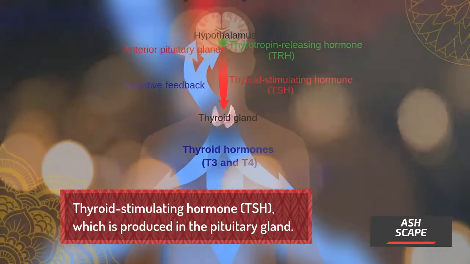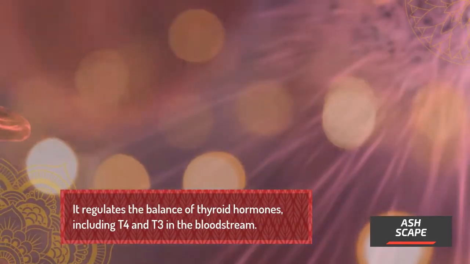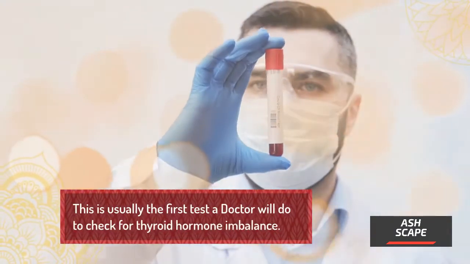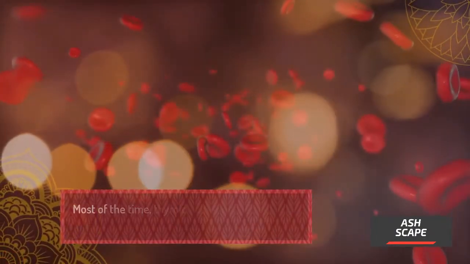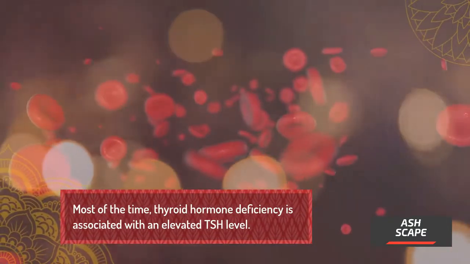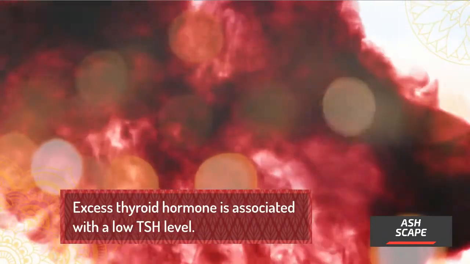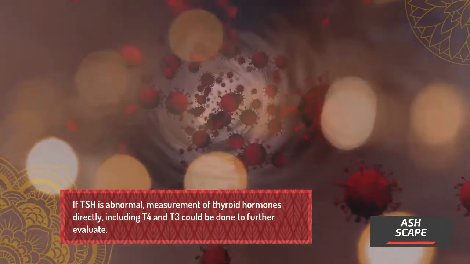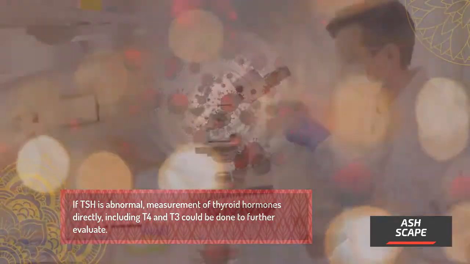is produced in the pituitary gland. It regulates the balance of thyroid hormones, including T4 and T3 in the bloodstream. This is usually the first test a doctor will do to check for thyroid hormone imbalance. Most of the time, thyroid hormone deficiency is associated with an elevated TSH level. Excess thyroid hormone is associated with a low TSH level. If TSH is abnormal, measurement of thyroid hormones directly, including T4 and T3, could be done to further evaluate.